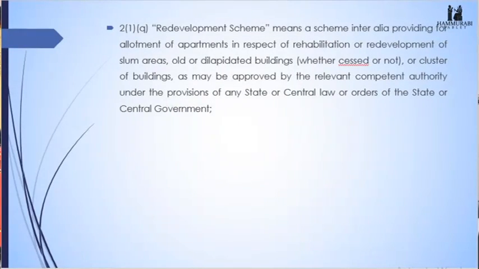Then we have redevelopment scheme. As to what do you mean by redevelopment scheme? A scheme inter alia providing for allotment of apartments in respect of rehabilitation or redevelopment of a slum area or a dilapidated building, whether cessed or not, or cluster of buildings as may be approved by the relevant competent authority under the provisions of any state or central law or orders of the state or central government. Now these certain definitions were important, and one of them is the phase in which a project can be done. So once we know this, now we will travel to our next segment and we will discuss some important rules which are framed in this.